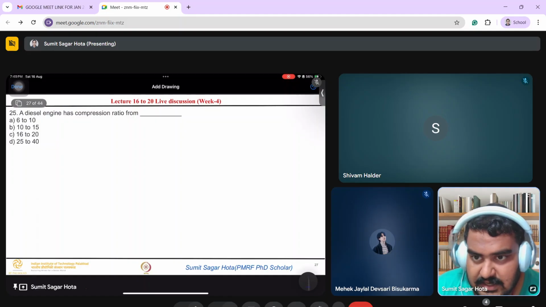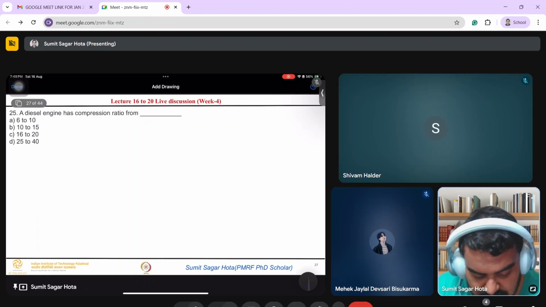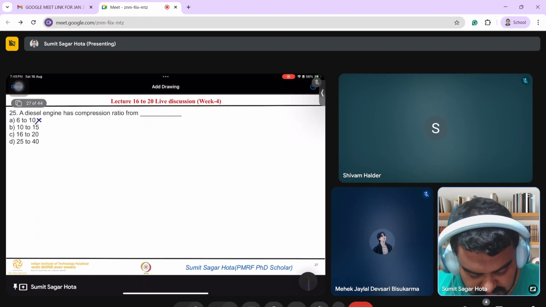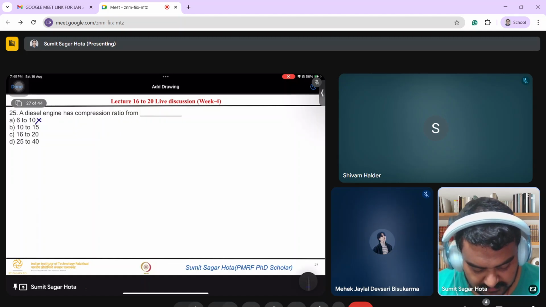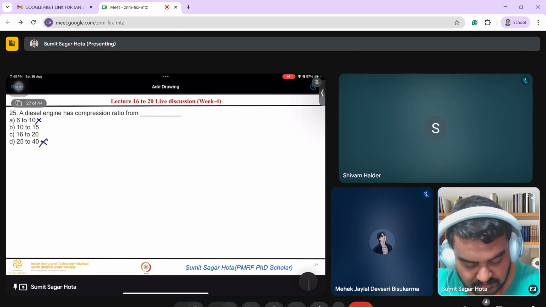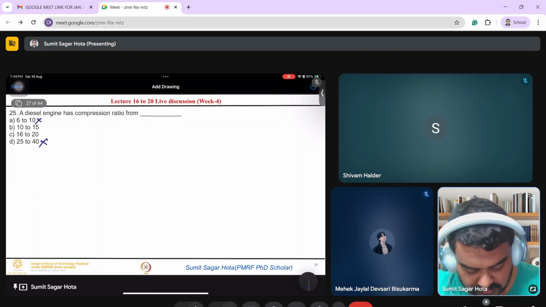Okay, diesel engine has a compression ratio of what? Diesel engine never has this much low, obviously this is not an option. Maybe these two, B and C, will be a confusion. 25 to 40 is extremely high. We won't expect this in any kind of engine available till date. It will be either 10 to 15 or 16 to 20. This is actually a little confusing question. Maybe we really know it's actually in the order of nearly more than 15.